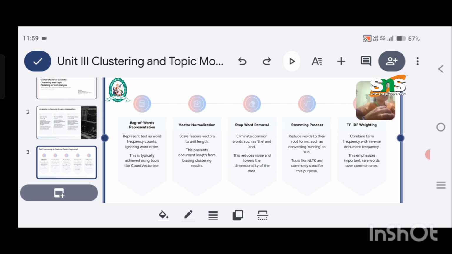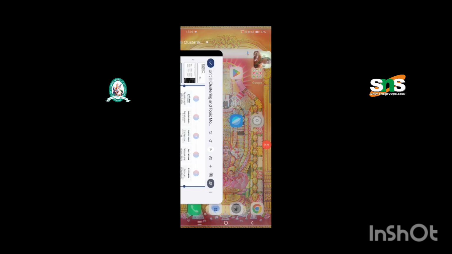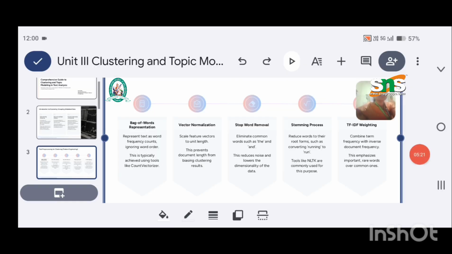The next one is TF-IDF weighting. This is term frequency with inverse document frequency, to emphasize rare words over common ones. This differentiates the common words and rare words that we occasionally use in a Word document or a paragraph. These are the things we use to identify in this clustering process.